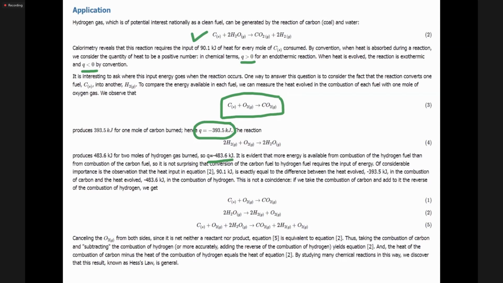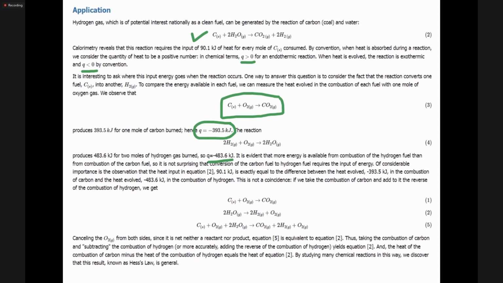Now it is evident that more energy is available from the combustion of dihydrogen fuel than from the combustion of carbon. So it is not surprising that when we convert carbon fuel to dihydrogen fuel, it requires the input of energy. Since dihydrogen produces much more energy than carbon, when we are producing a hydrogen fuel from a carbon fuel, there will be some input of energy. That is termed an endothermic reaction. That is the speciality of an endothermic reaction.